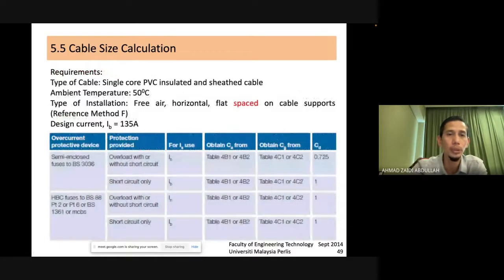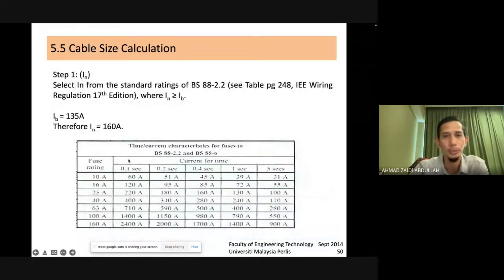So we open the BS table, BS88-2.2. We have 135 A, so look for the nearest one above that. We only have this selection, which is 160 A, because 100 is below 135. So IN, we confirm, must select 160. Settle the first part, IN is obtained.